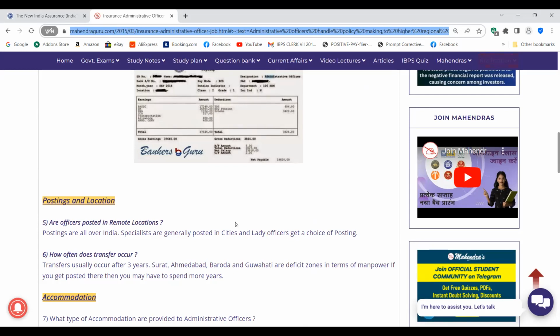Now, next, somebody from the Hindi area. Can you tell what is the job role of an AO? Please tell. Excuse me, sir, there's a doubt. How should we start answering this question? If we are asked about the role, how should we start?